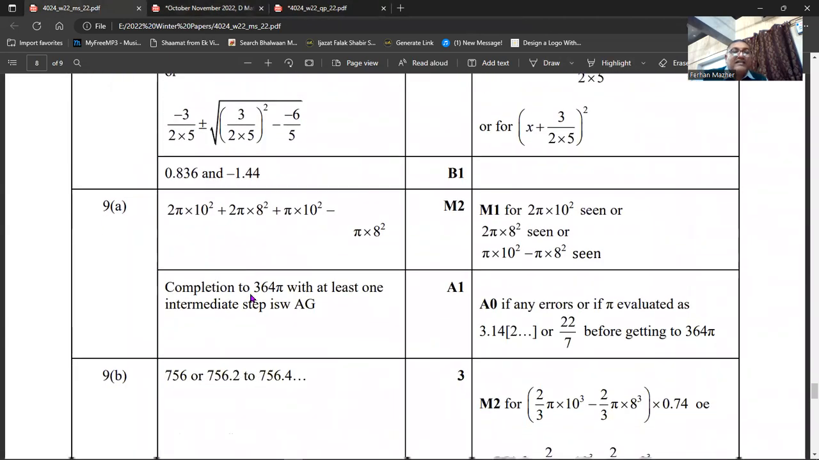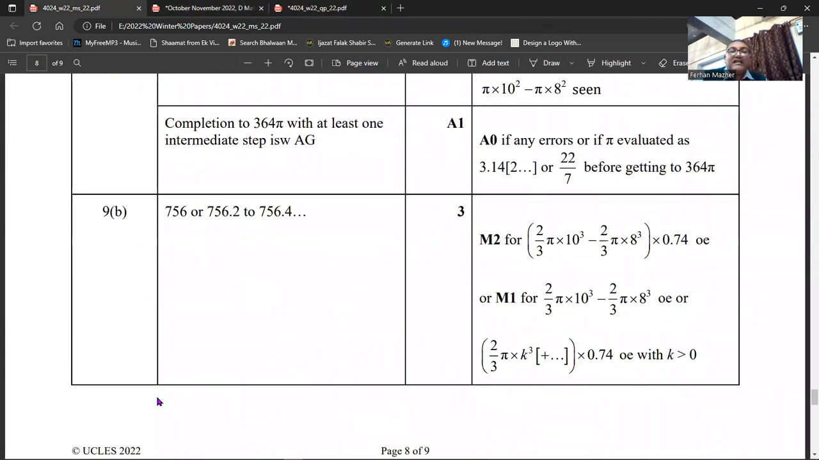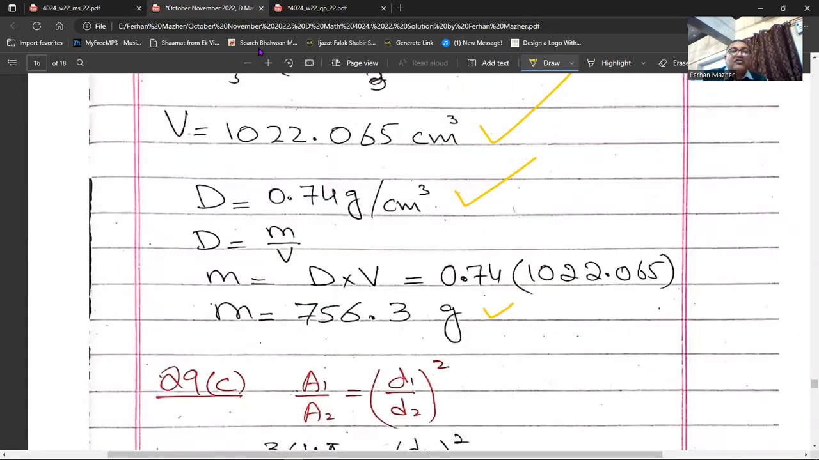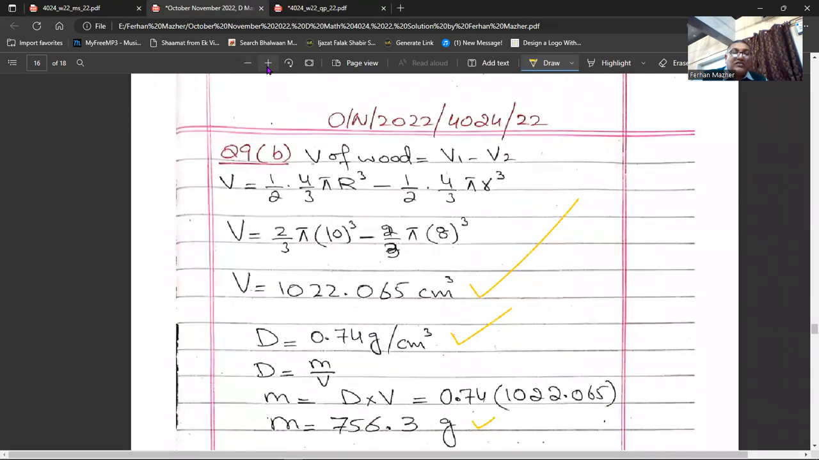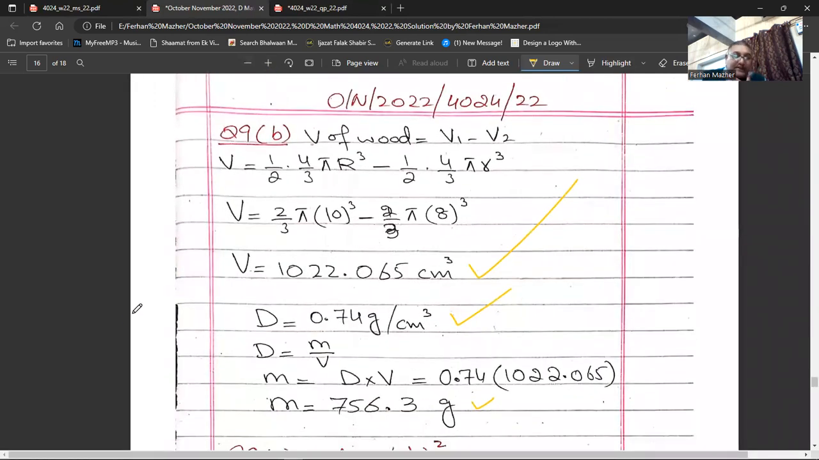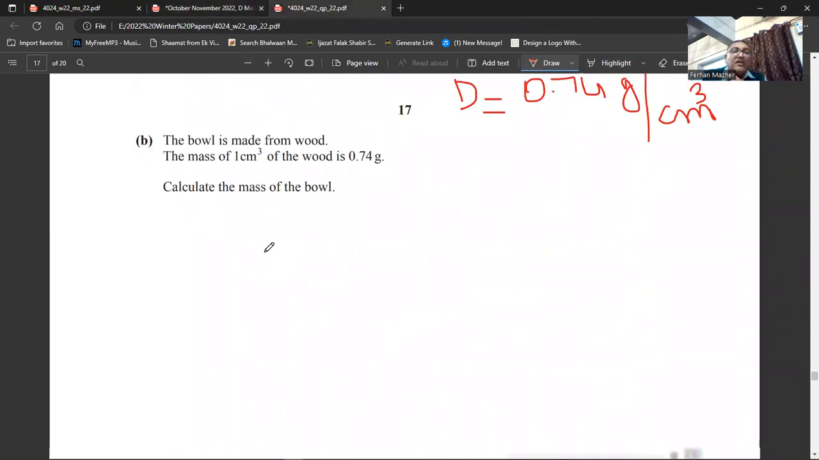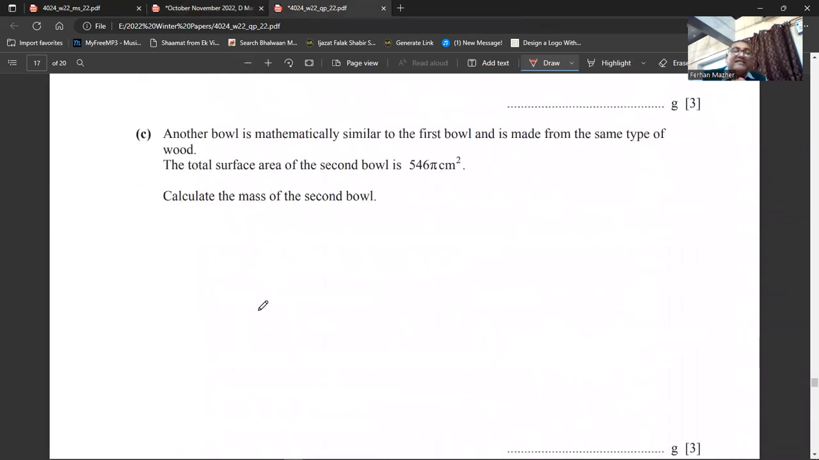Question number 9, and 756 is the right answer, sir. So let me reduce the size so you can see the whole question. Okay, now you can see the whole question together. Question number 9 and its C part. He says another bowl is mathematically similar to the first bowl and is made from the same type of wood. The total surface area of the second bowl is 546 pi centimeter square. Calculate the mass of the second bowl.